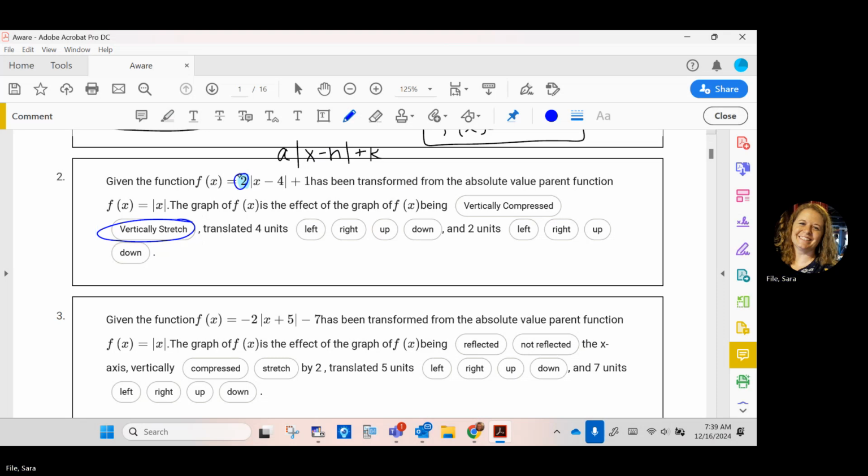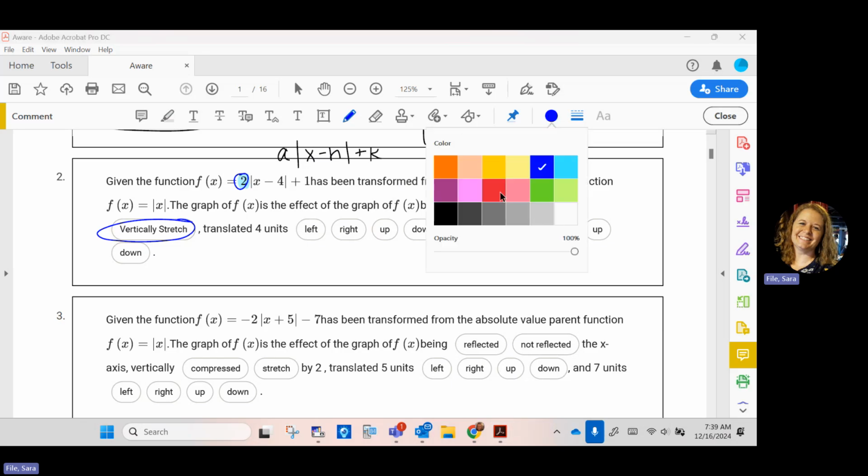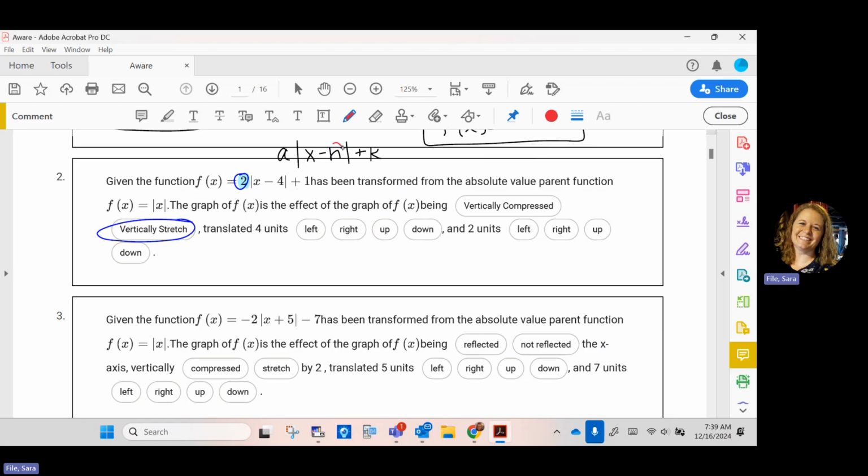Then your H and K, those are your shifts left and right. So remember, it's minus H in the equation, so it's the opposite sign that you see. So minus 4 means that it's going to the right 4 units. So 4 units to the right, because the H is a positive 4. The minus came from the equation.